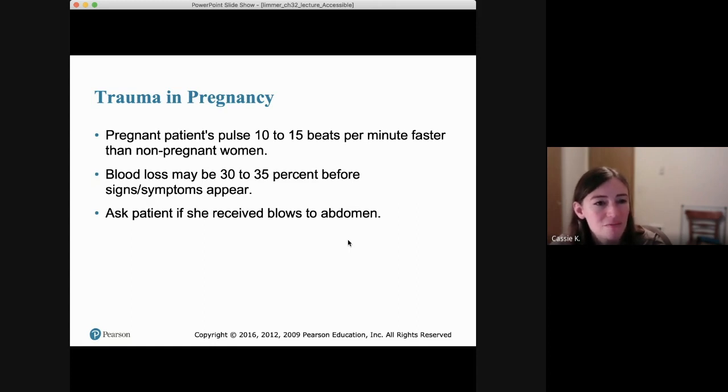With trauma in pregnant patients, their pulse is generally going to be 10 to 15 beats faster per minute than non-pregnant women. Blood loss may be 30 to 35% before signs of shock appear. So just because it seems like they're doing all right doesn't mean that they're going to stay that way. So ask any trauma patient whether they received any blows or injuries to the abdomen.